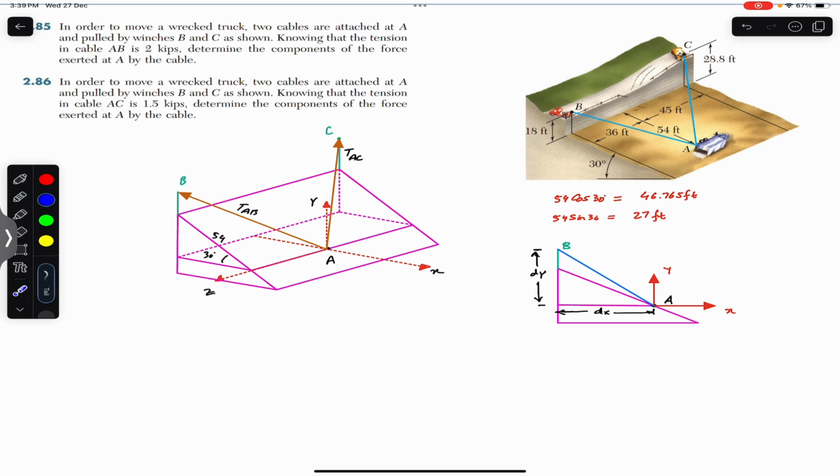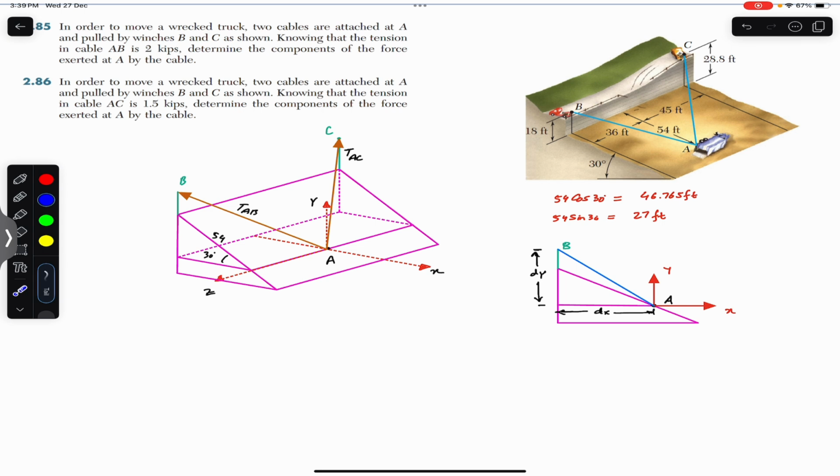So now I have redrawn this diagram. This is a free body diagram, right? And we are considering the positive x-axis like this. We are considering the y-axis like this, and this is our positive z-axis. And this is that point A where the truck is located.